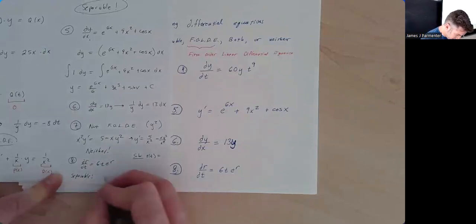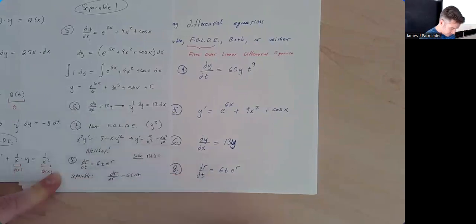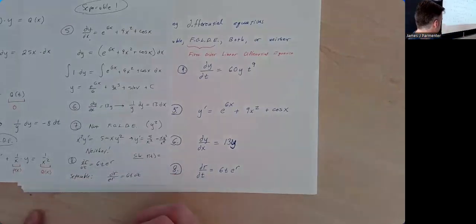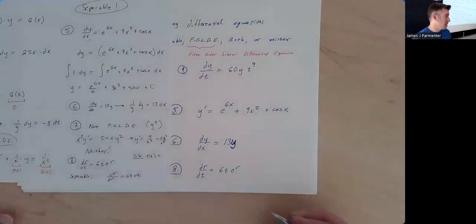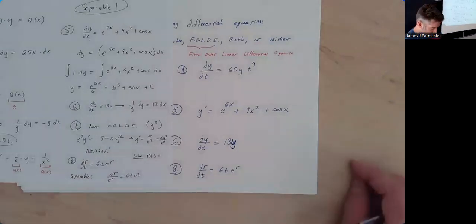We can write it as dr over e to the r equals 6t dt. Or I would actually probably write it as e to the negative r times dr equal to 6t times dt. Okay.